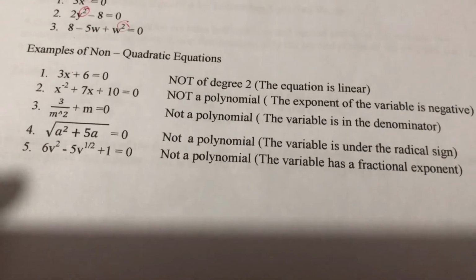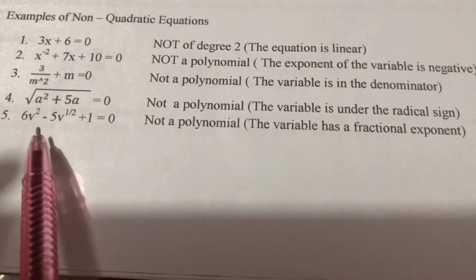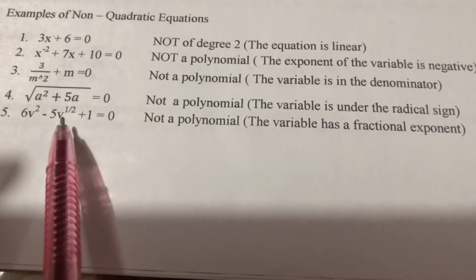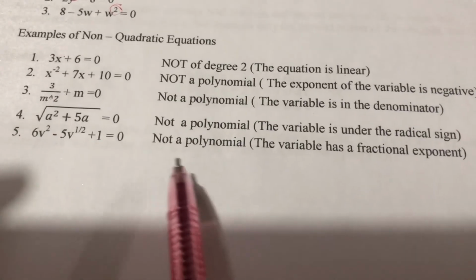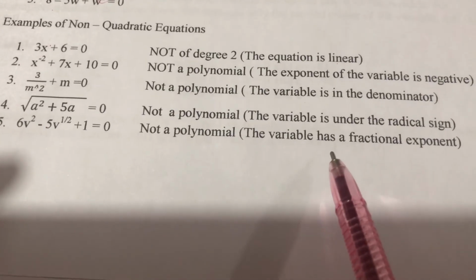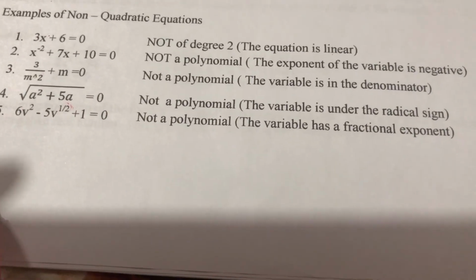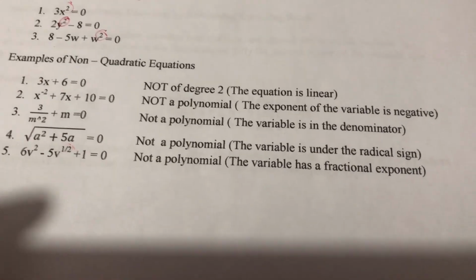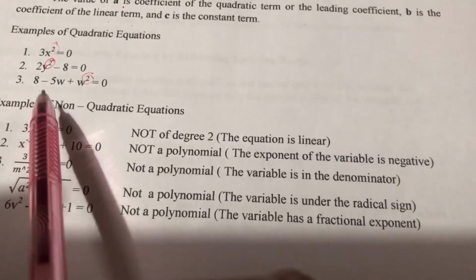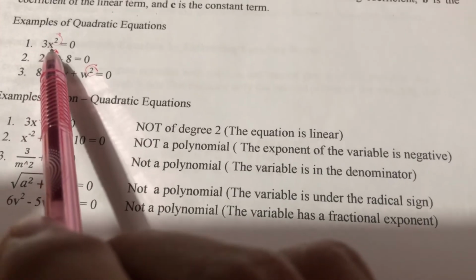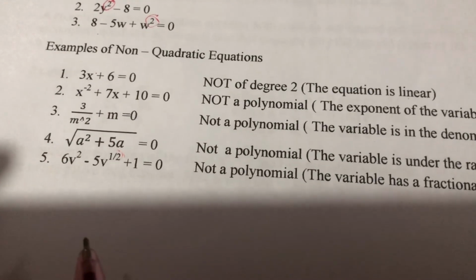And next, number 5. 6v squared minus 5v raised to 1/2 plus 1 is equal to 0. Again, this is not a polynomial because the variable has a fractional exponent. Ito, meron siyang raised to 1/2. So take note, we can say na magiging quadratic equation ito only if we have the second degree or nasa power of 2 ang ating mga exponent. No more, no less. Ayan.